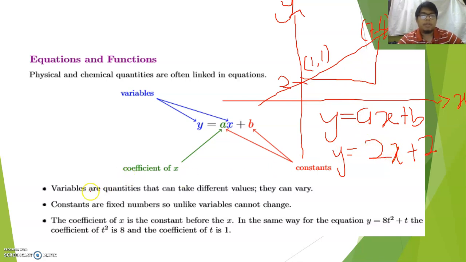And a variable can take different values, they can vary. So here is our variable, so we can manipulate the variable and get the value that we want. A constant is a fixed number, it cannot be changed. For example, here the coefficient of x equals 2, and b equals 2. So for this function, the constant or the coefficient cannot be changed along this line of the graph.